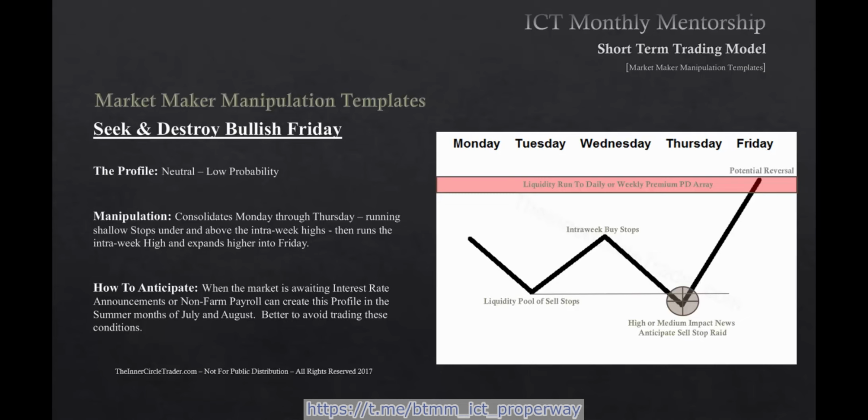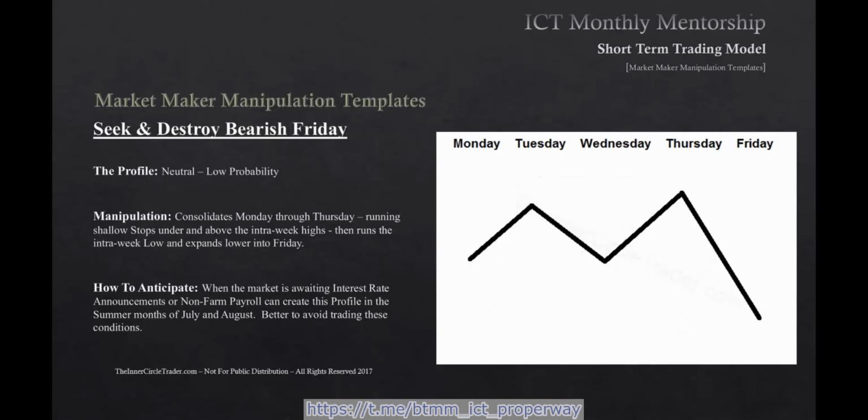Once it gets up to a daily or weekly premium PD array, what we're looking for there is we want to see possibly a potential reversal. So why is this template useful? That is your answer. You're waiting for it to get up to a daily or weekly premium PD array. Once it does that, we are expecting a reversal.